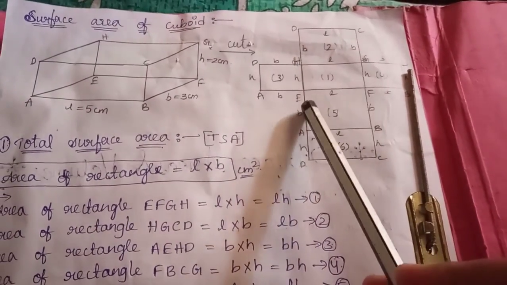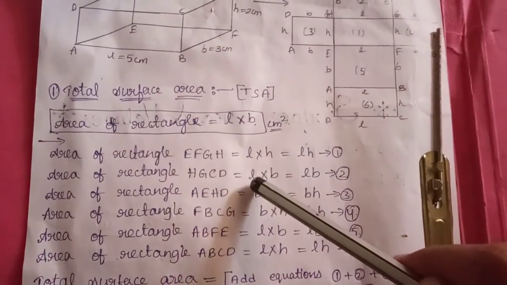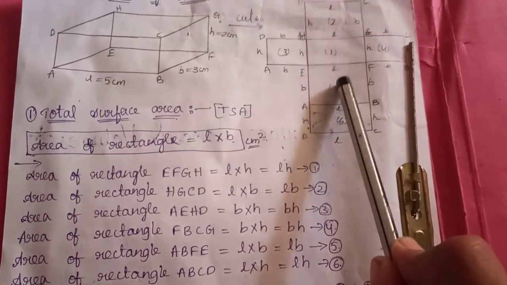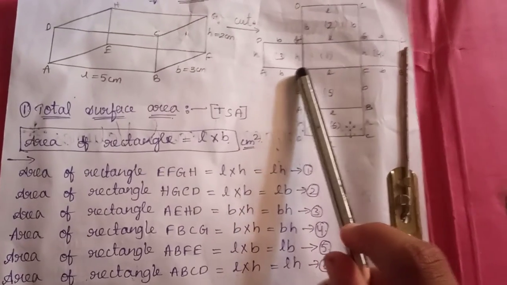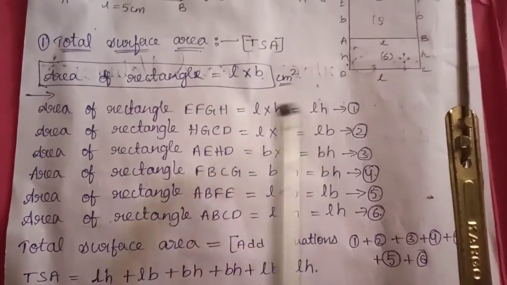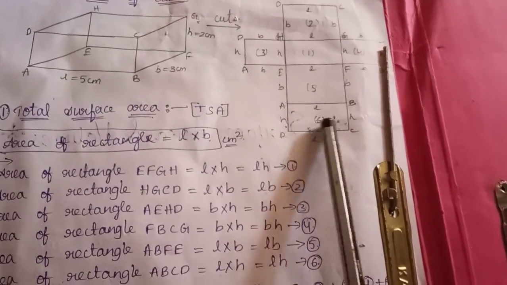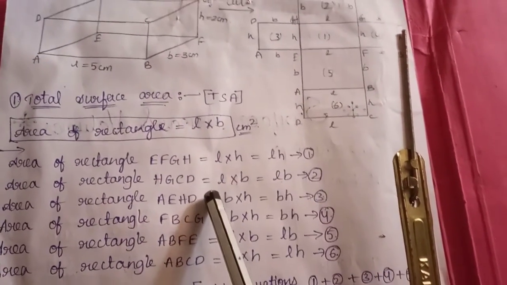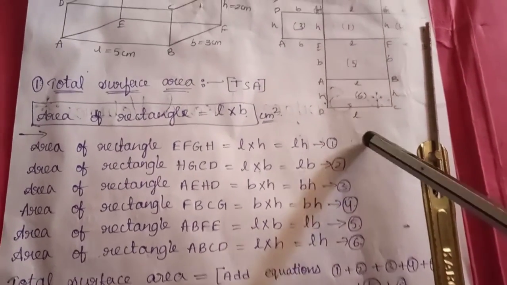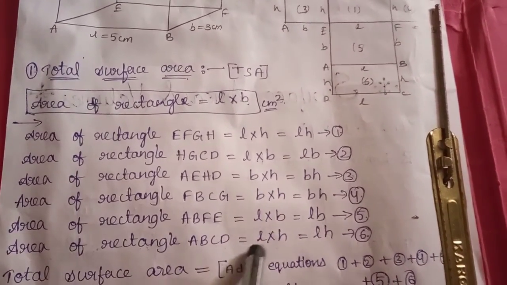The first face is EFGH, and its area is length into height. Here the length is denoted with the letter L and the height with the letter H. So L into H equals LH. The second rectangle is HGCD, as you can see in this image. The area of this rectangle is length into breadth, LB. Like this we have written the areas of the 6 faces of the cuboid.